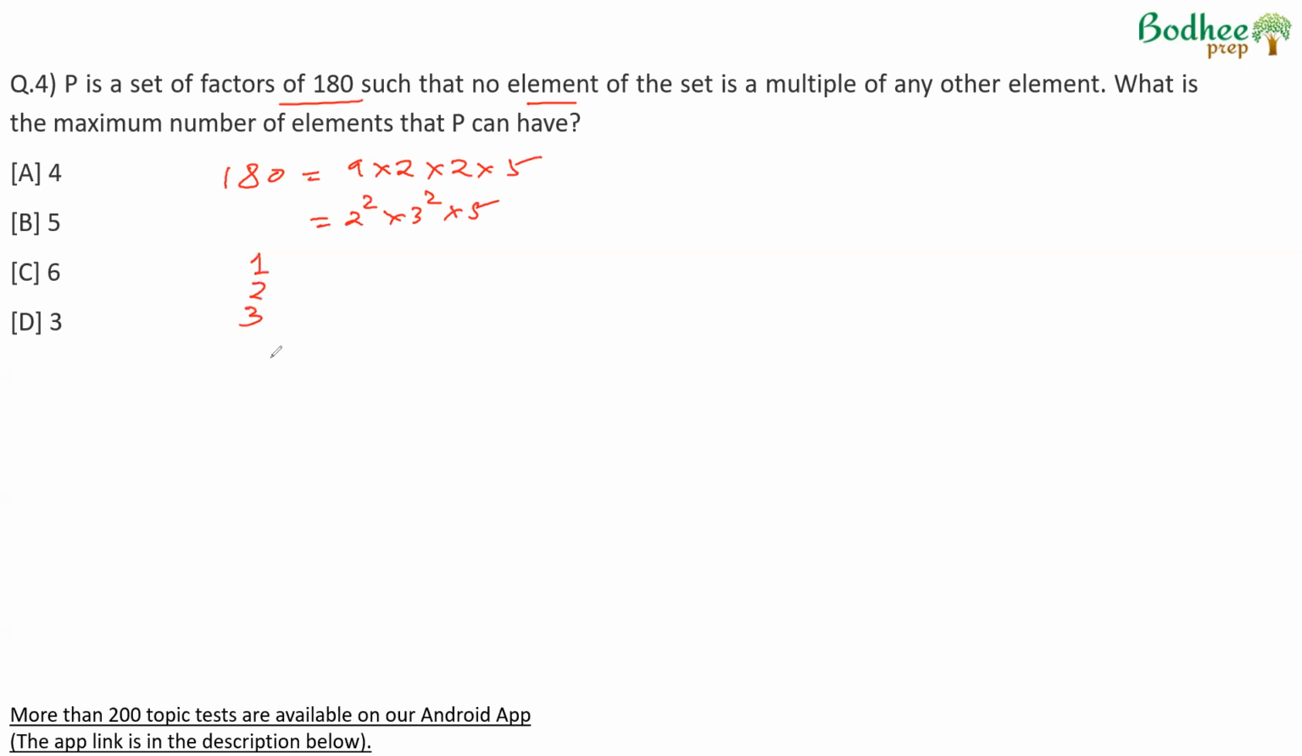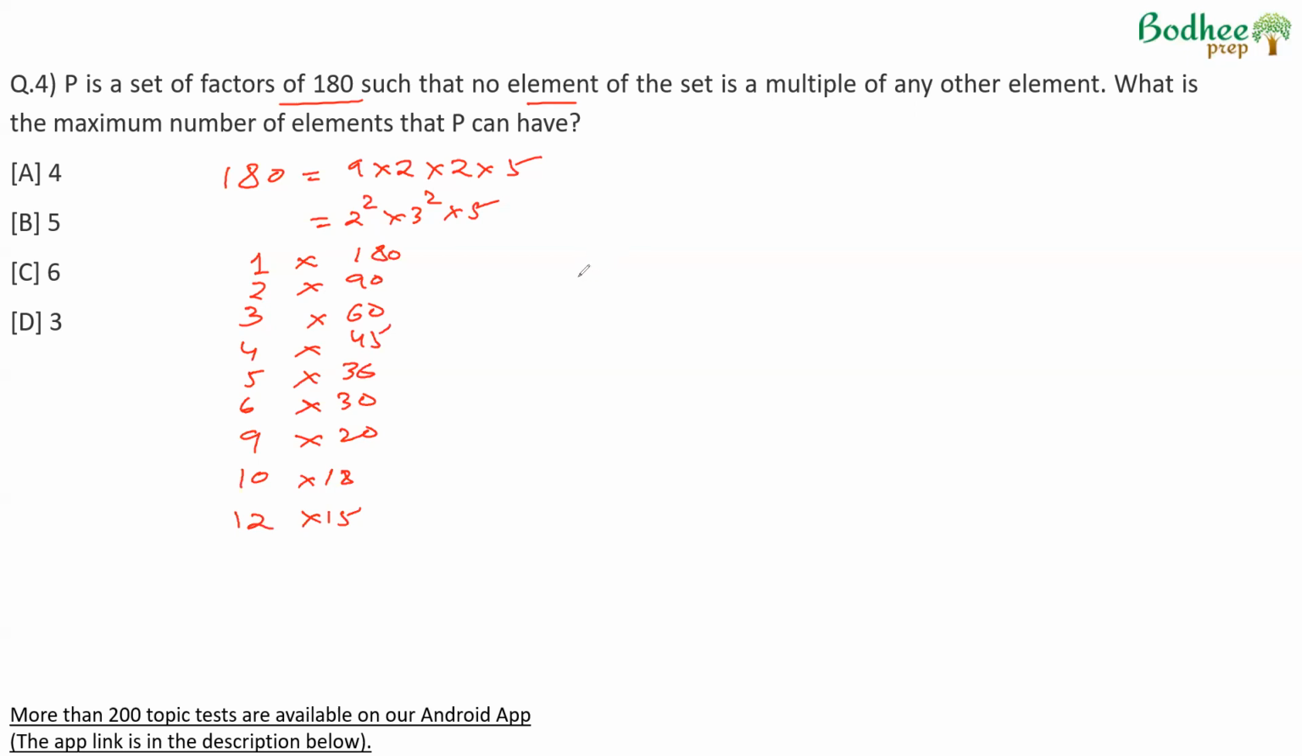Basically, the factors are 1, 2, 3, 4, 5, 6, 9, 10, 12, 15, 18, 20, 30, 36, 45, 60, 90, and 180. Now, we want numbers such that they should not be multiples of any other element.